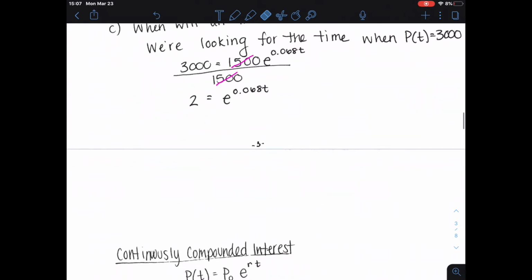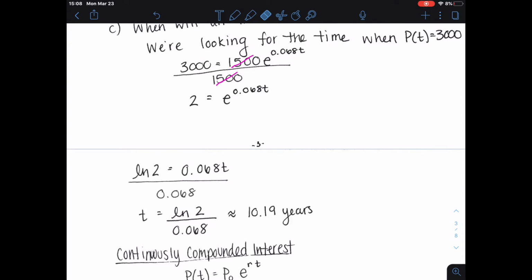You want to take the natural log of both sides to get rid of the e. So natural log of 2 is 0.068t. So to solve for t, you divide both sides by the 0.068. So you get t is the natural log of 2 divided by that growth rate. So it'll take about 10.19 years for you to double the amount of money in your account.